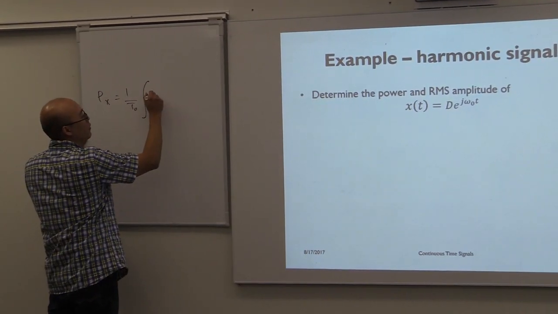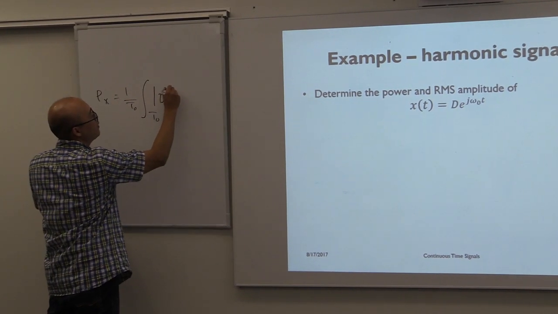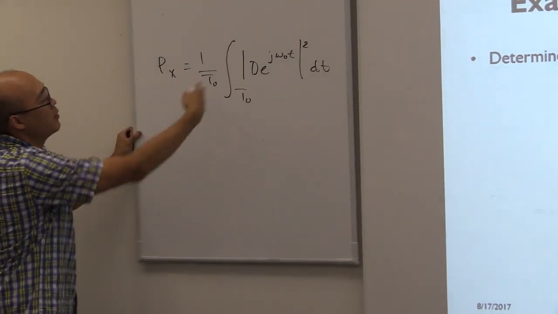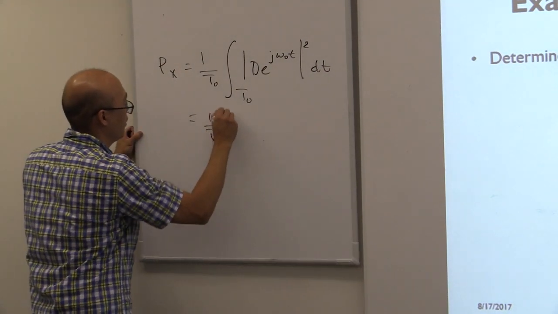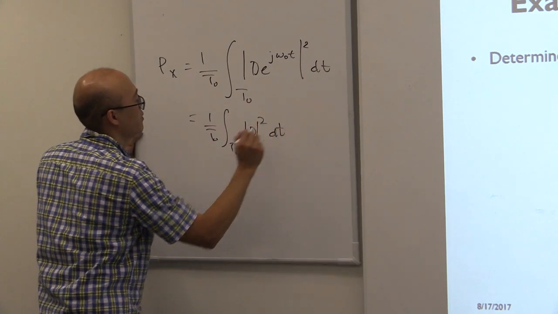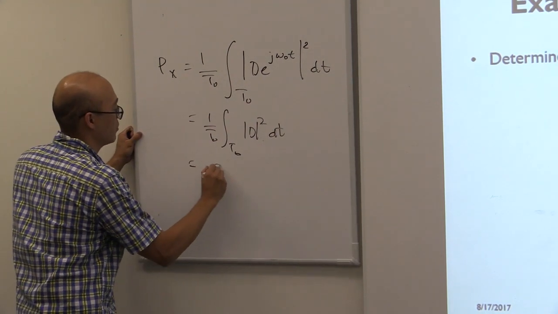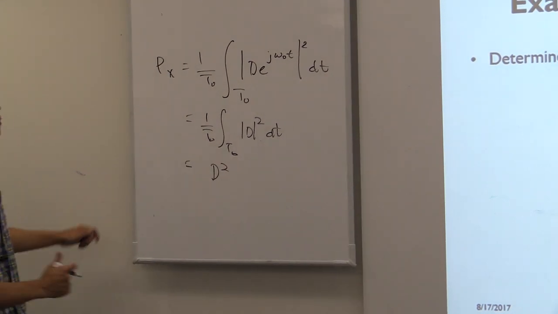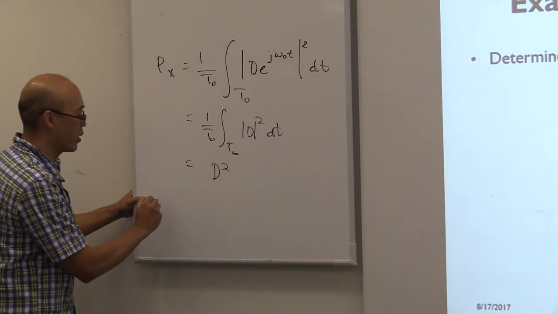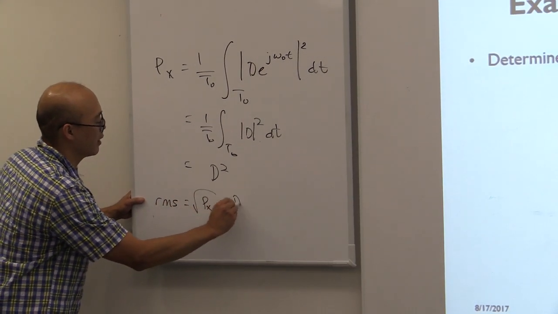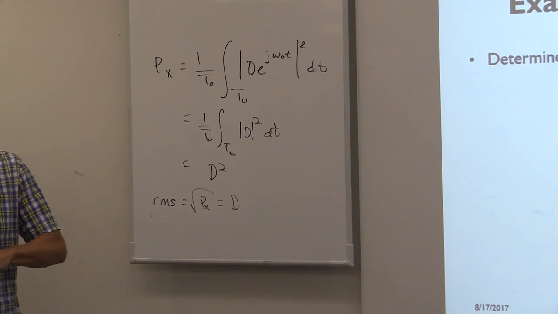And I have to find the magnitude of d e to the j omega naught t, all squared, dt. This simply works out to 1 over t naught, integral over the period t naught of d squared dt, or simply d squared if d is a real number. d represents the amplitude. So p sub x is d squared, and then the root mean square value, which is the square root of p sub x, is simply the amplitude d.